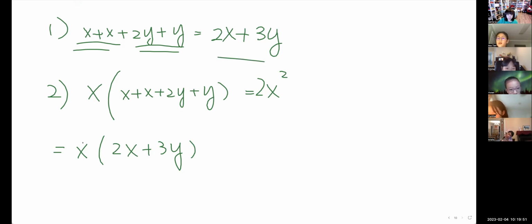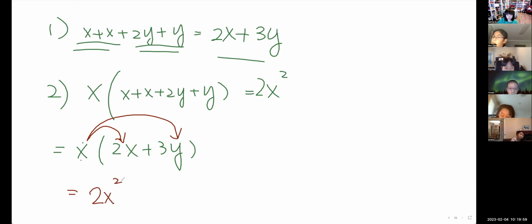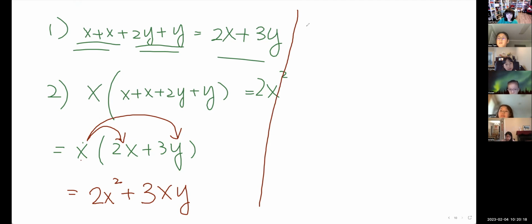So everybody, did you forget? The teacher told you to draw a little arrow, right? Okay, so x times 2x, very good, 2x squared. Good job, Emma. But this one also plus what? 3xy. Everybody get it? Okay, don't forget it.